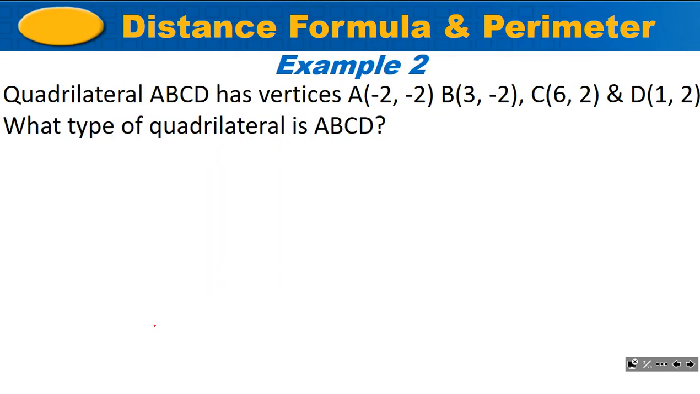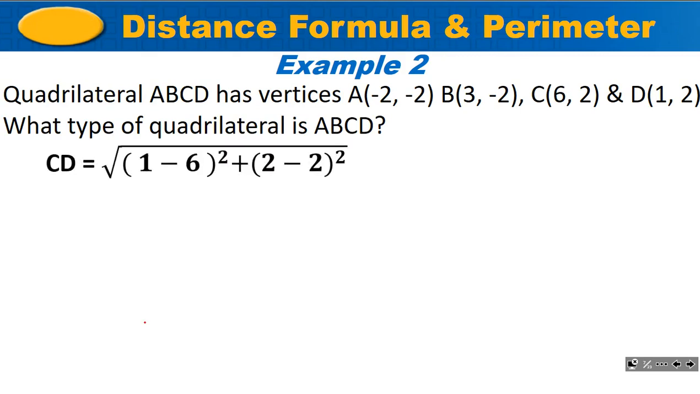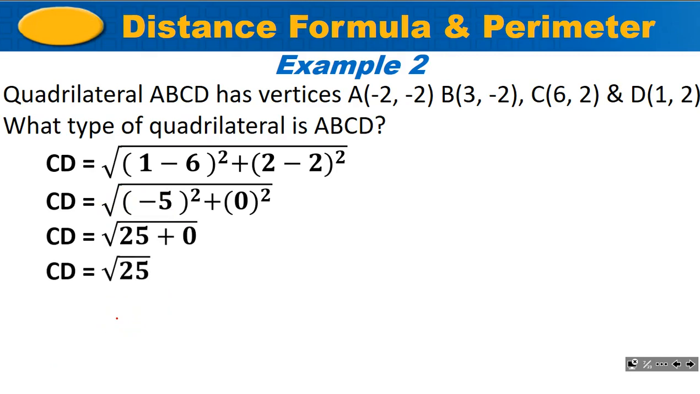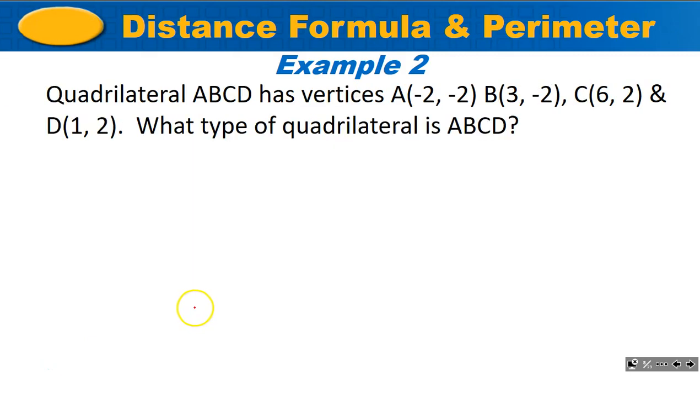So the next one I did was CD. And the reason I did that is because it's the side opposite of AB. 1 minus 6 is -5. 2 minus 2 is 0. Again, anytime I square a number, we need to recall that any number squared is a positive number. So I get 25 plus 0 again. Square root of 25 is 5. So now we know that at least one pair of these opposite sides is congruent. So now let's go ahead and solve for BC and DA, or AD.